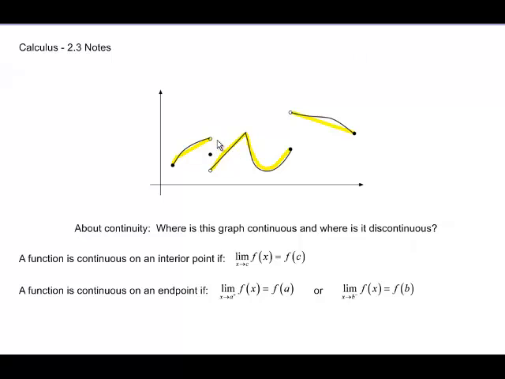We are discontinuous right here. This is a point of discontinuity. And we're discontinuous right here. This is also a point of discontinuity. Okay, both of these are jump discontinuities.